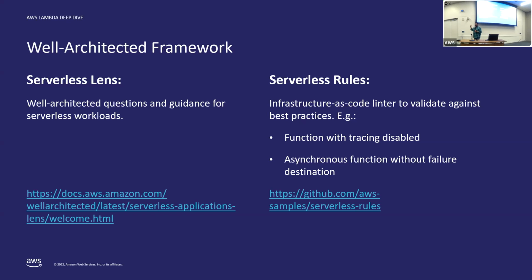Again, we have the serverless lens for the Well-Architected Framework. Look at those questions that are there across all five pillars. And serverless rules is an open source linter. When you have infrastructure as code, you can validate whether a function has tracing enabled or not, and then you can stop provisioning your infrastructure. It's like if you are into JaCoCo in Java, where you do additional checks while you build your Java application; similarly, you can do some more checks when you are trying to build or provision a serverless architecture.